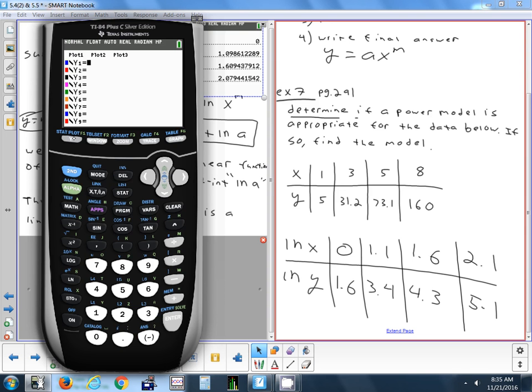Only thing I have to do is make sure that I turn on my stat plot. If I don't turn that on, I won't see any points. So do those points look like they're in a straight line? Yeah, they're pretty close to a straight line. So that means, yes, a power model is probably the right tool. The straighter they are in a line, the better the power model is going to work. Now I'm done with that table. I don't need this table for anything else. So any questions on how I know a power model is the right tool?